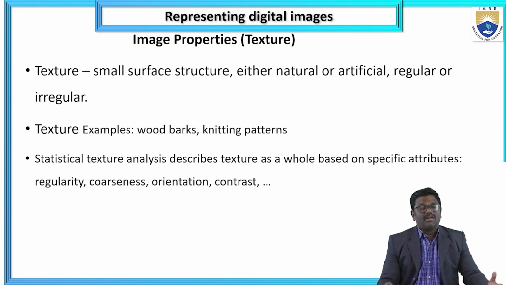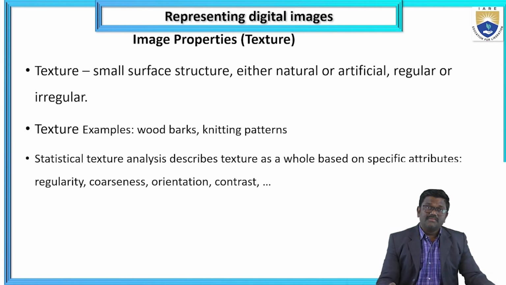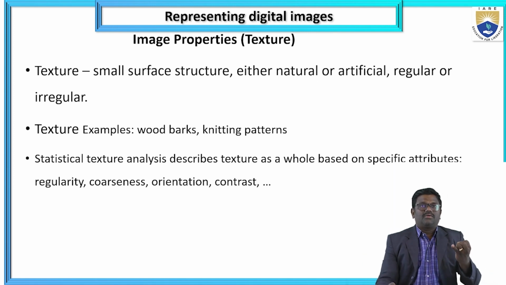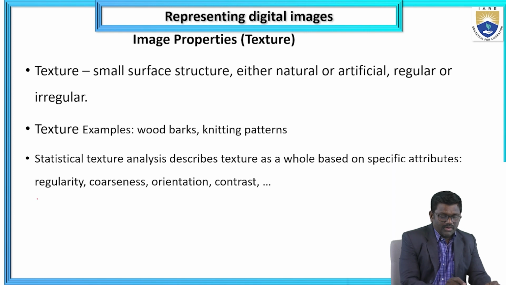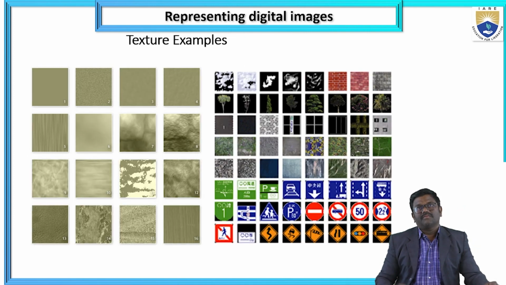Also, statistical structure analysis describes structure as a whole based on specific attributes in terms of regularity, coherence, orientation, and contrast, etc. So these are the image properties in terms of structure.